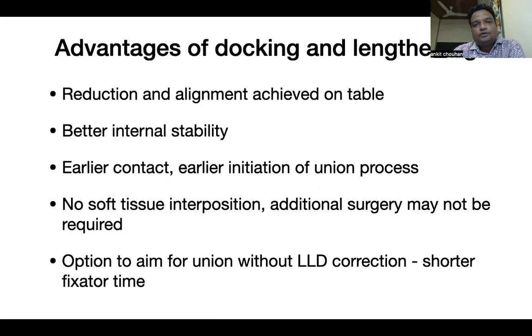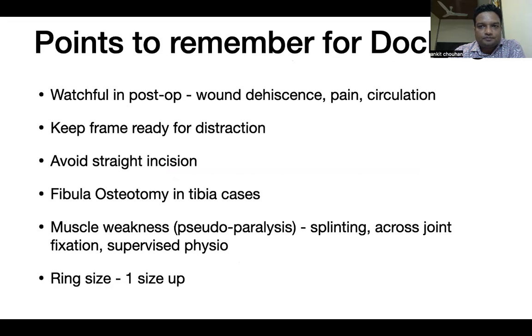The method of docking and lengthening offers some advantages over bone transport. First one is the reduction in the alignment is achieved on table. There is better internal stability because there is bone to bone contact. Because the contact is achieved earlier, the union process starts earlier. There is no soft tissue interposition, so one additional surgery may not be required. And it also offers the option to aim for union only and not correct the shortening completely. So overall fixator time is reduced.